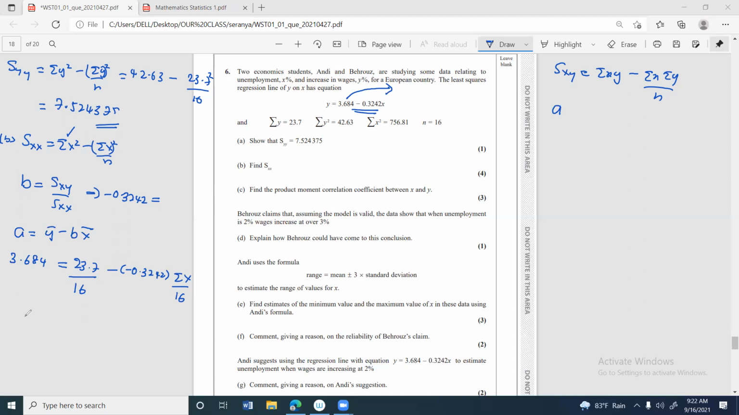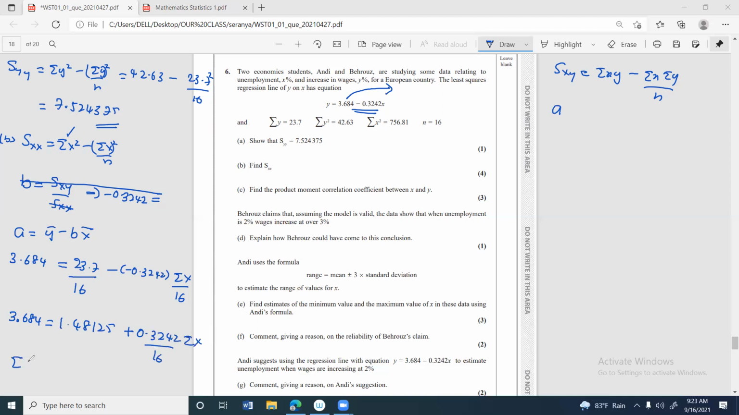So we can work this out. No need of having this one. 3.684 is equal to, if you operate with this, 23.7 divided by 16, that turns out to be 1.48125, plus this value, 0.3242 divided by 16. We will keep that as it is: 0.3242 divided by 16 times summation of x.